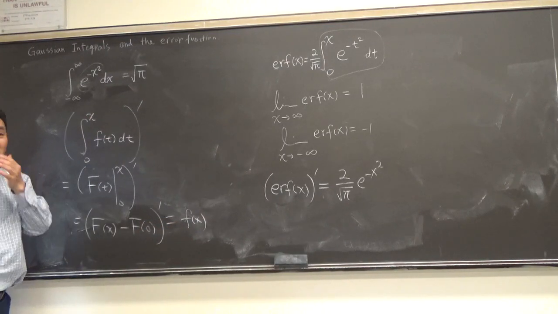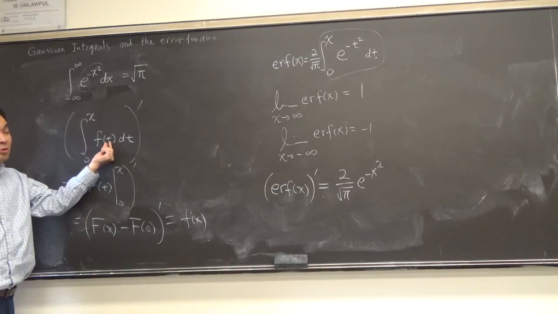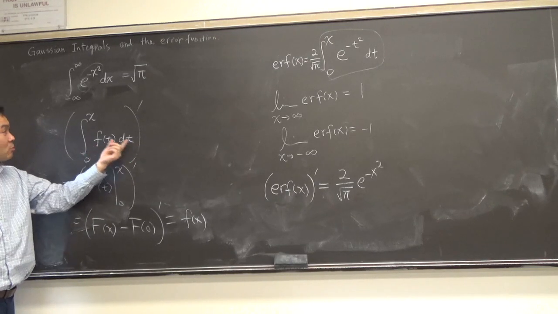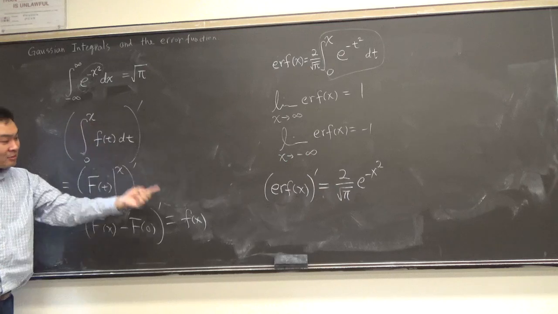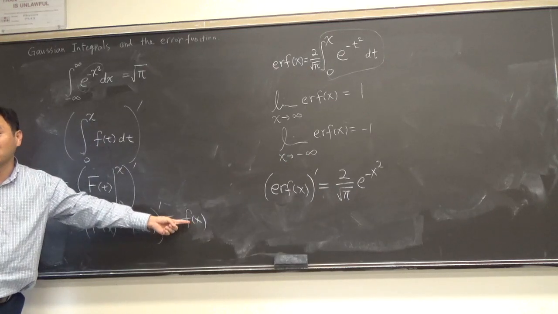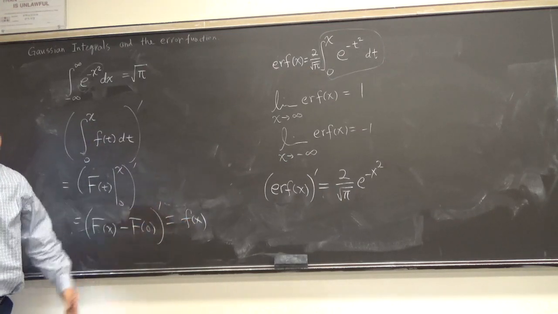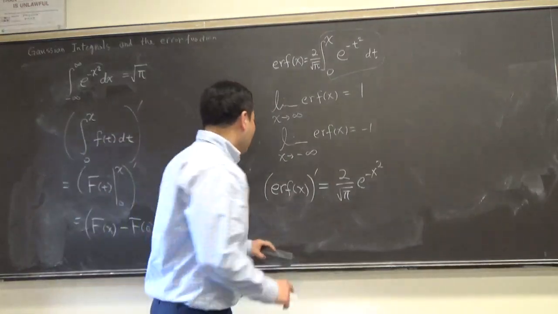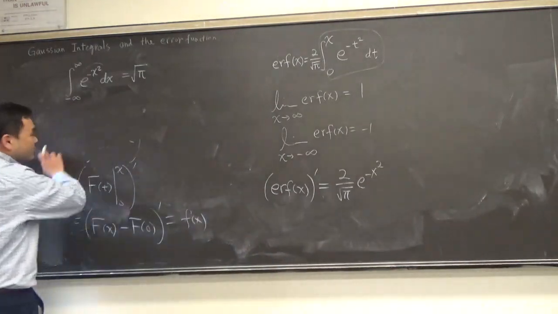Now the only difference is that initially it was a function of t, but because you plug in x and you're differentiating by x, t now changed into x. That's what it is. That's called the second fundamental theorem of calculus. All right, so what are we getting here?